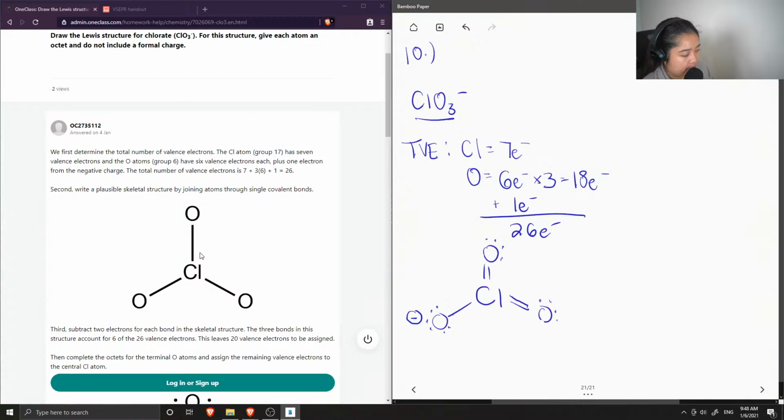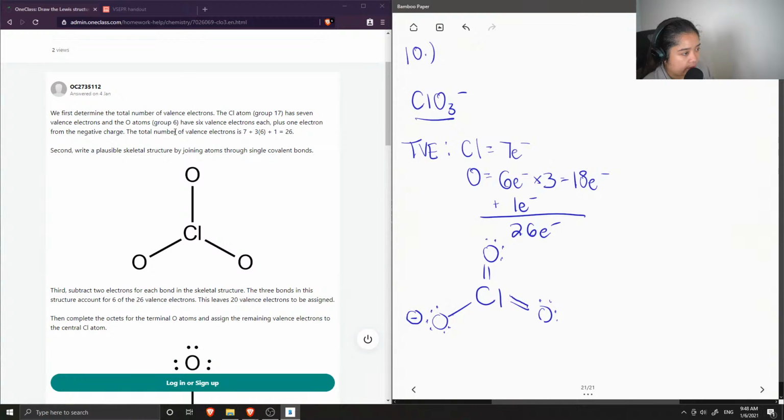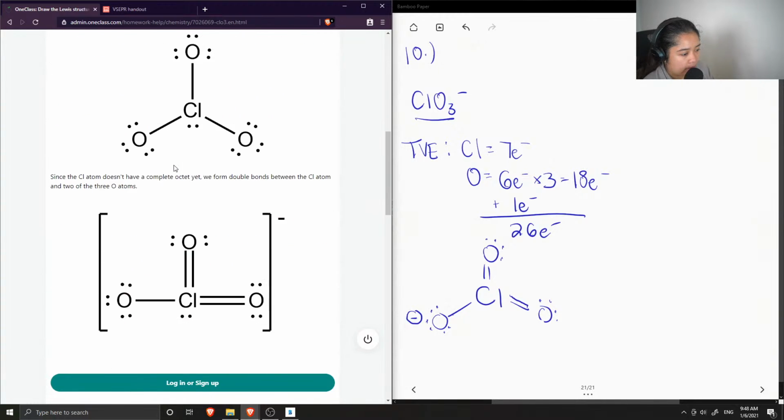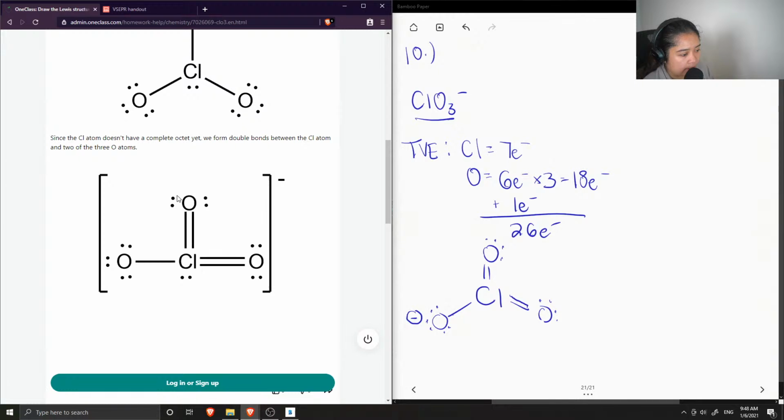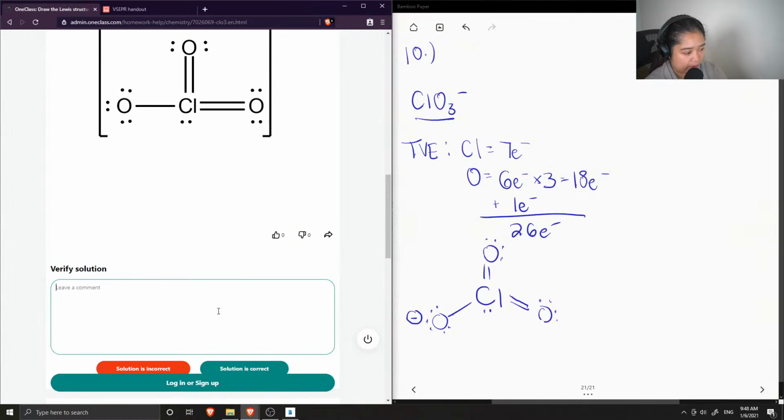Okay, so let's see what the junior tutor said. First, determine the total of valence electrons, which is 26. And they showed how chlorine would have an extra lone pair as well. And they show the negative charge that the ion would have. Okay, yep, so this is now 26 valence electrons, so this solution is correct.